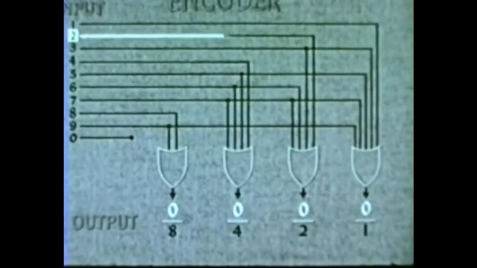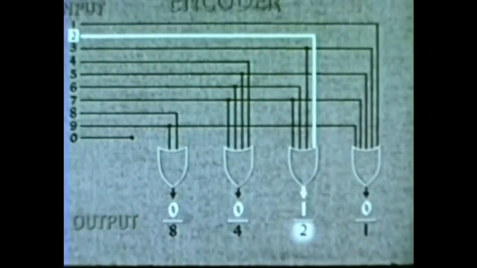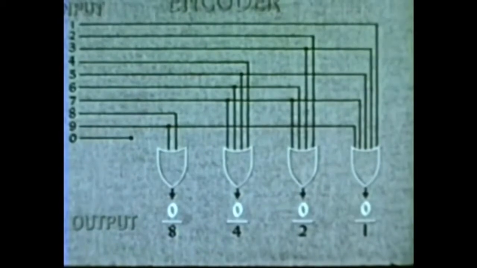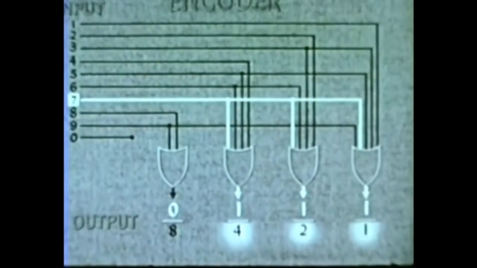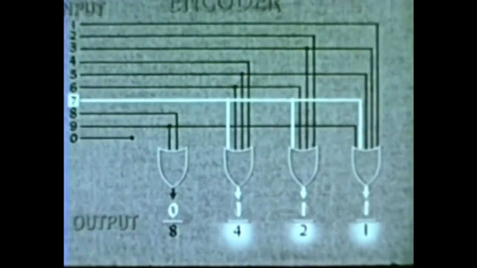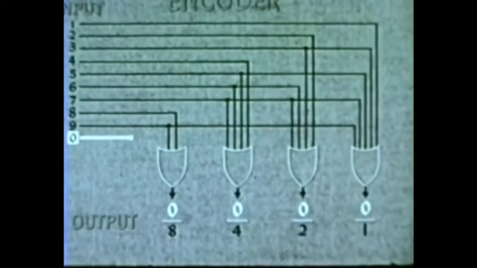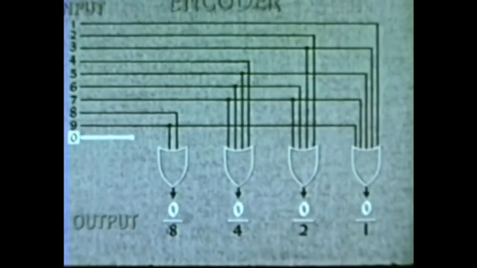2, for example, is encoded as 0010. 7 comes through this way. 0 input does not have to go through the gates. The output will be 0000 when there is 0 input.